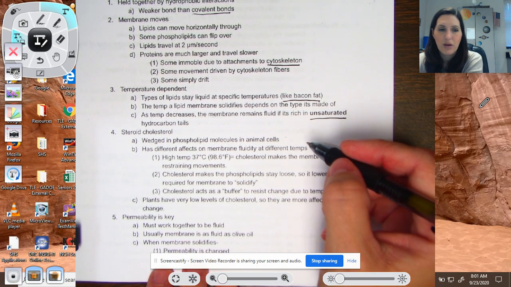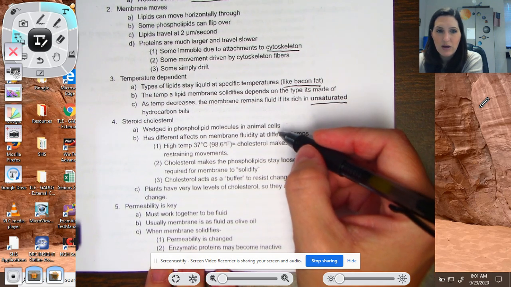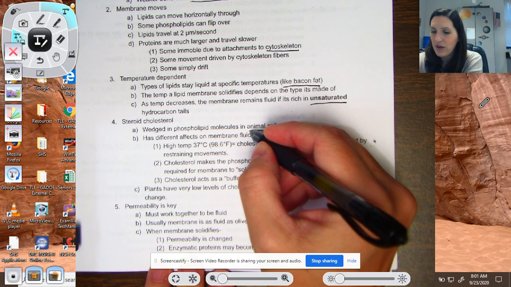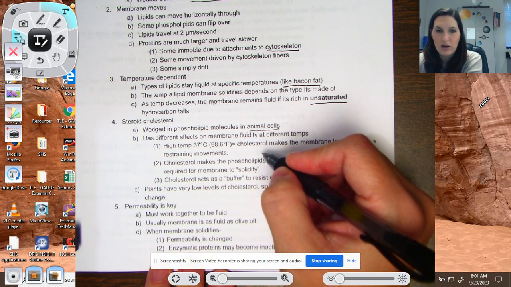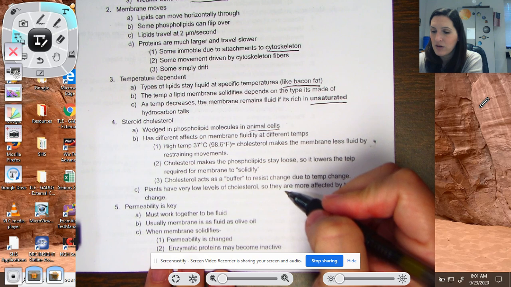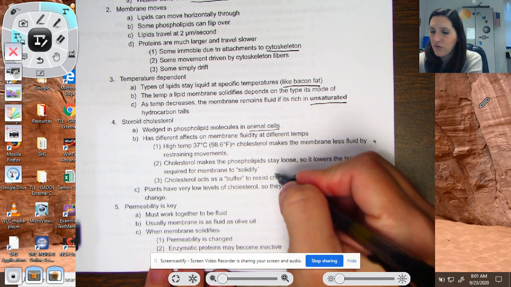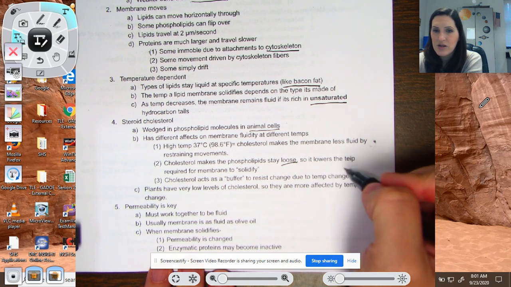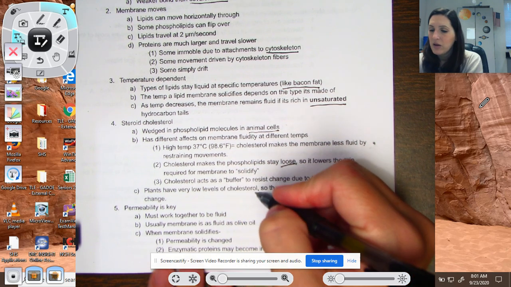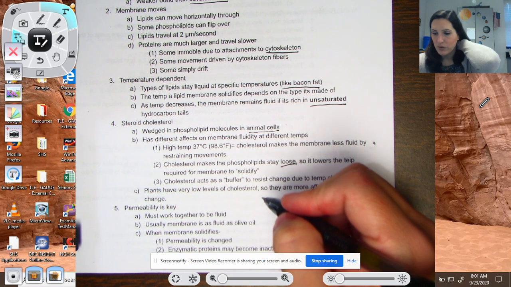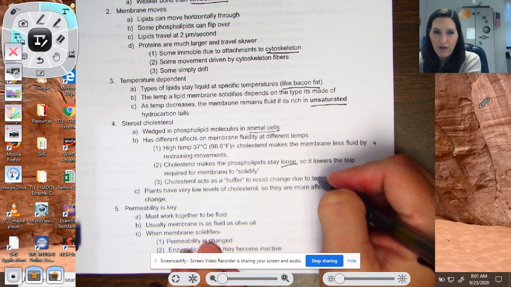Steroids and cholesterol will wedge in the phospholipid bilayer of animal cells. So this gives the animal cell an advantage. This allows the animal cell to go up to that 98.6 degrees, which is our body temperature, 37 degrees Celsius, and it keeps it from firming up. The cholesterol makes the phospholipid stay loose and lowers the temperature required for the membrane to solidify. Cholesterol acts as a buffer to resist change due to temperature. So animals have that fat.